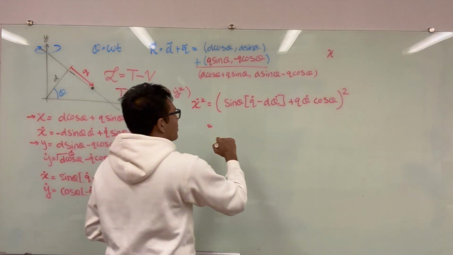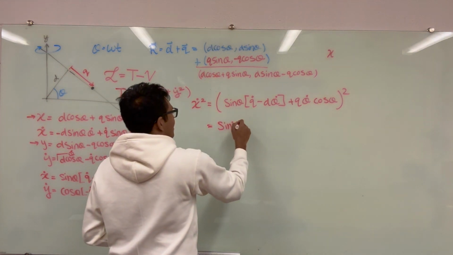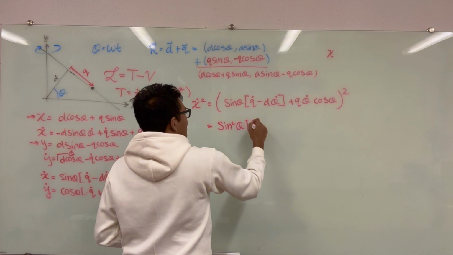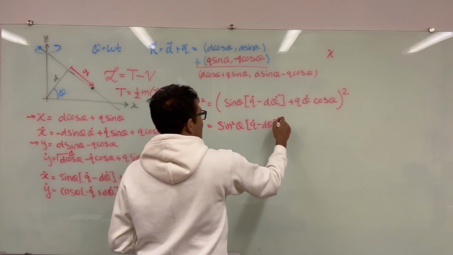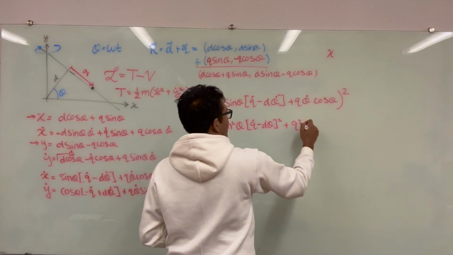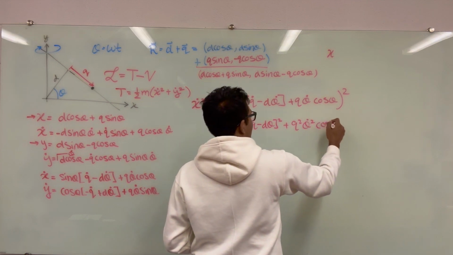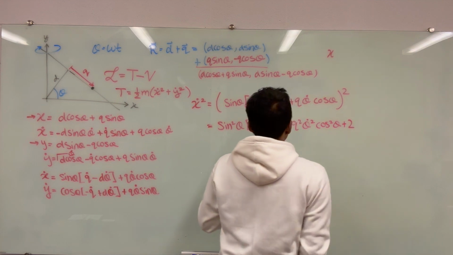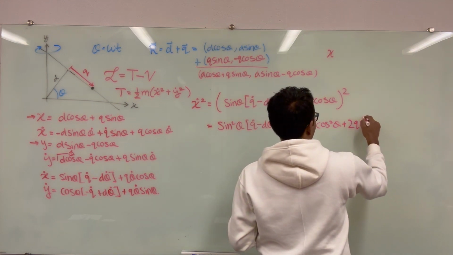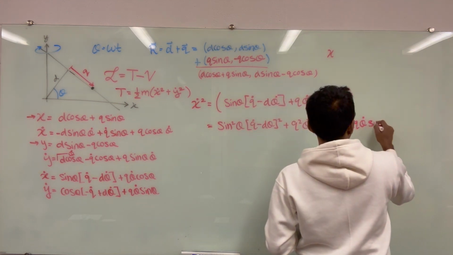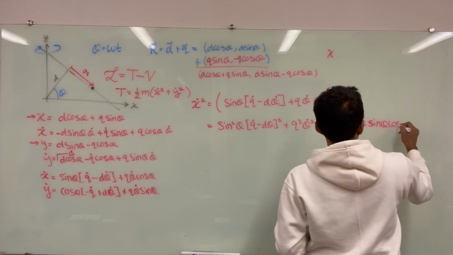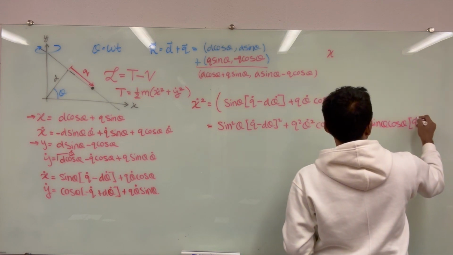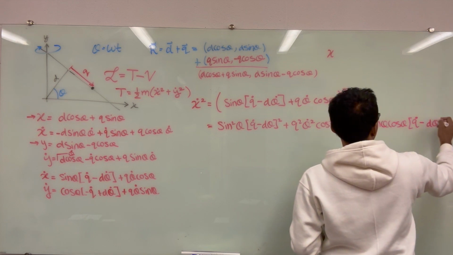So let's square this, the first term, just basic arithmetic. (q dot minus d theta dot) squared plus q squared theta dot squared cosine squared theta, and then plus our factor of 2. So this being a large whiteboard, it can accommodate everything apparently. So sine theta, cosine theta, and then here I have q dot minus d theta dot.